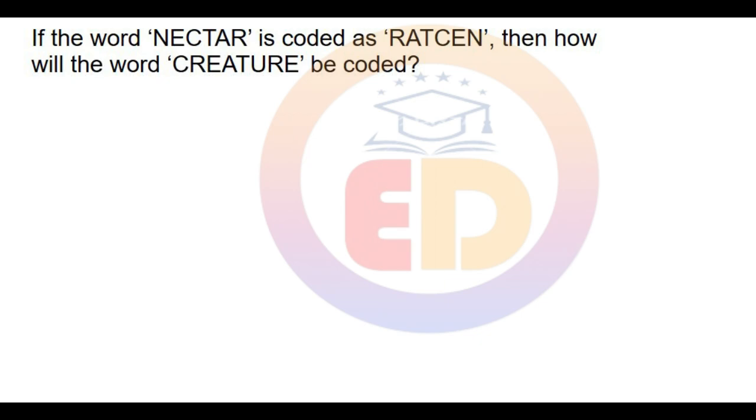Moving further, in letter coding, the reverse order of the letters can be used as a code. For example, here the word NECTAR is coded as RATCEN. Then they are asking, how will the word CREATURE be coded? Let's write down the word NECTAR. The code for NECTAR is RATCEN.